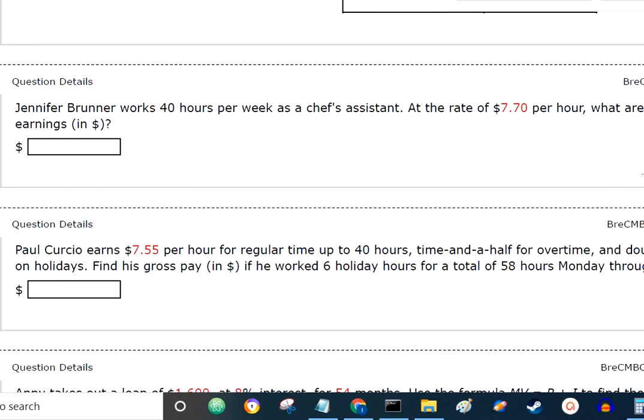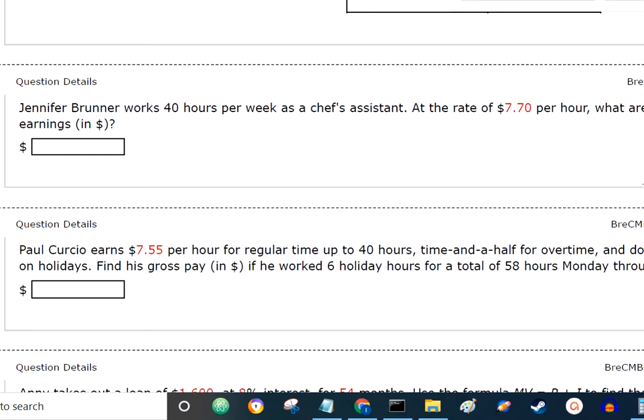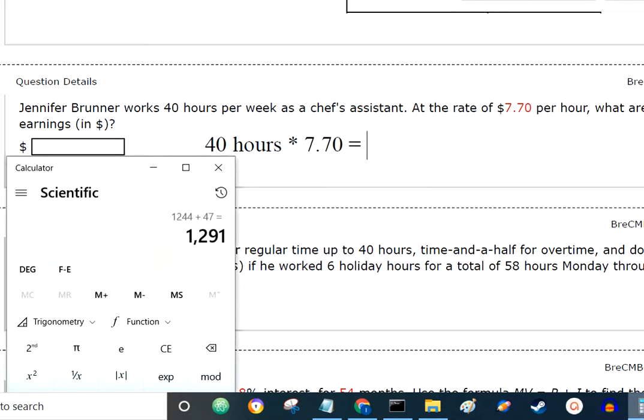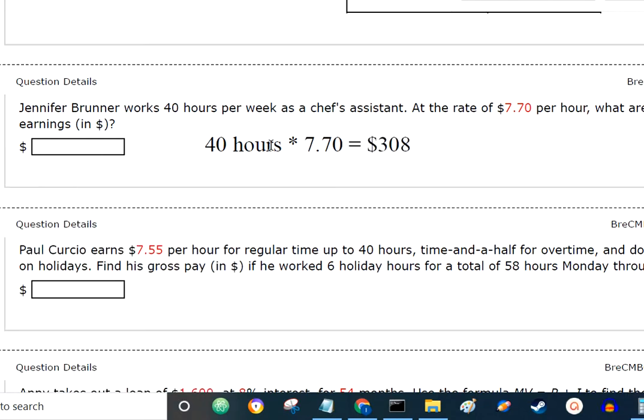Yep. Okay, question 7. I can't fit the whole thing on the screen here, but it says Jennifer works 40 hours a week and they get $7.70 an hour. So what was their weekly earnings? 40 hours. We multiply that by $7.70. That's a lot faster than doing $7.70 for the first hour, plus $7.70 for the second hour, plus $7.70 for the third hour, right? Multiplication is a way of adding something to itself a certain amount of times. So their wage is $308 for the week.